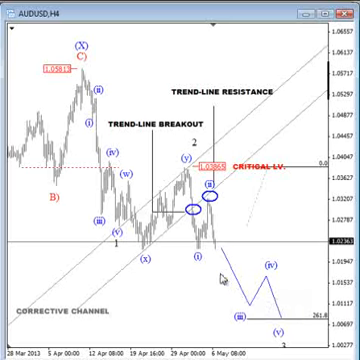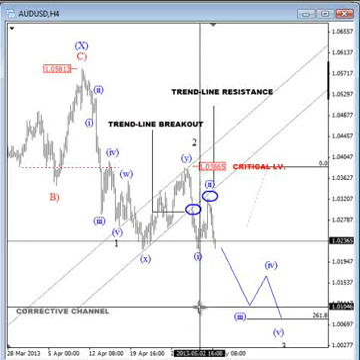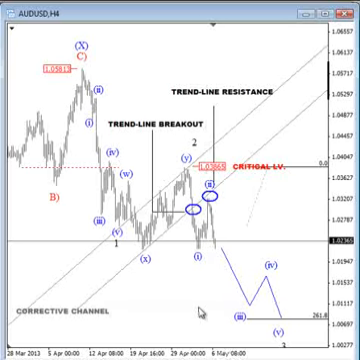Okay, so we could easily fall down to the 101 level this week, especially if the RBA will cut interest rates tomorrow.